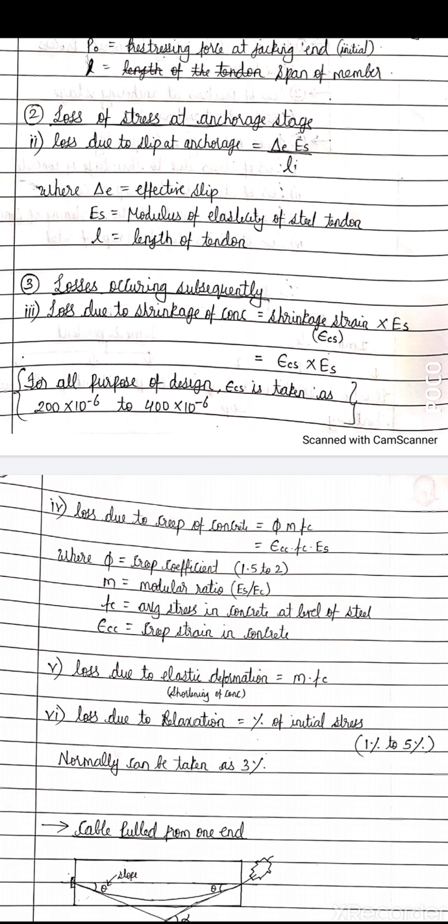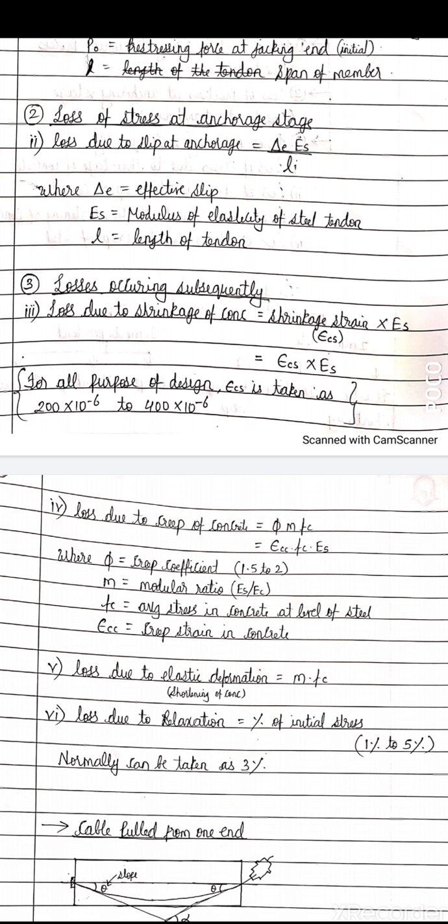And fc, what is fc? Fc is the average stress in concrete at the level of steel, and it is given by the equation P by A plus Pe square upon I. So this we will see while we solve the numerical. And what is epsilon cc? As I've mentioned, it is the creep strain in concrete.